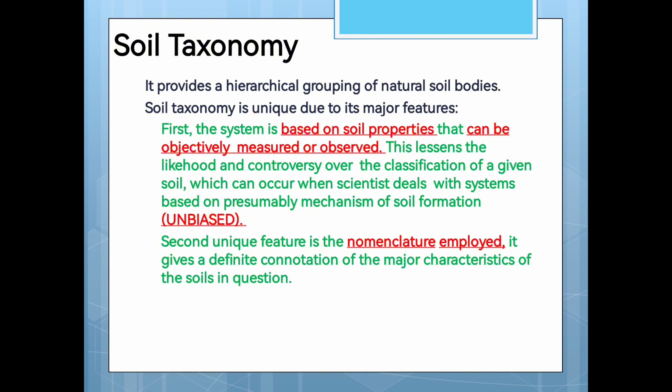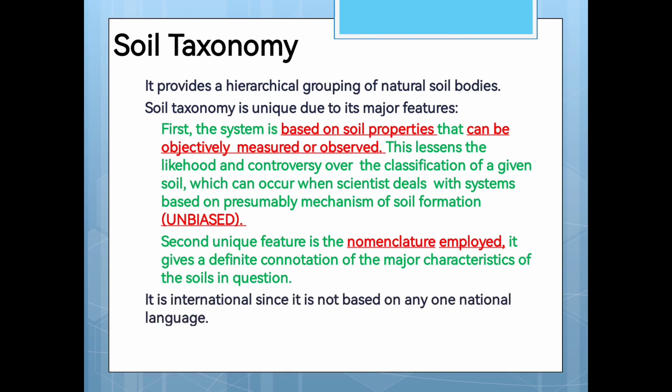So hindi siya bias. The second unique feature of this classification is the nomenclature employed. It gives a definite connotation of the major characteristics of the soil in question. Kaya siya standardized at saka hindi siya biased. It is international because it is not based on any one national language. So English yung kanyang gamit, and kahit saan ka magpunta, there are only those classification. Hindi siya iba sa China, iba siya Russia, but then they are international. So kahit pumunta ka ng Africa or Asia or Europe or America, we have that one classification for soils. We have that system for classifying soils.